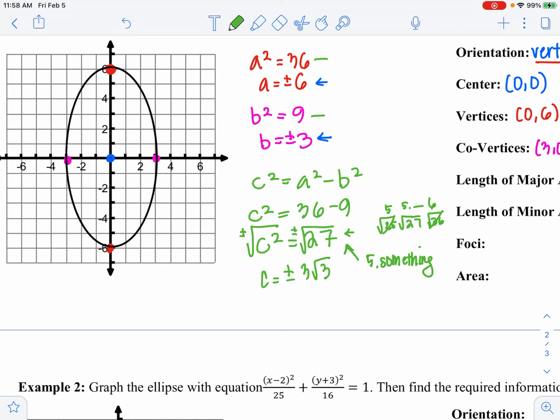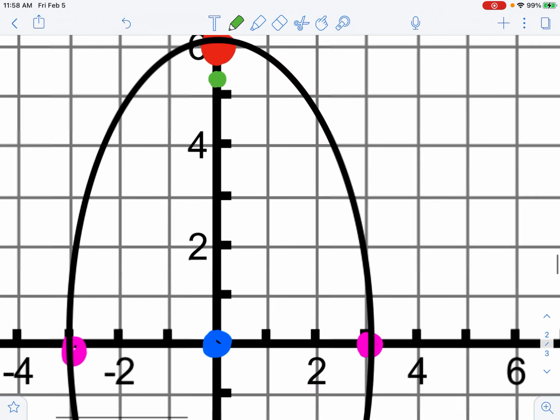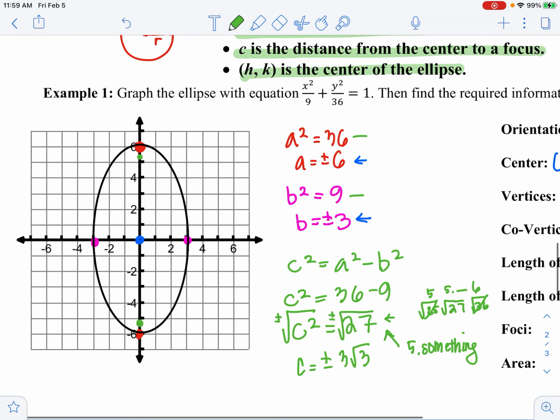All right, since this is vertical, I'm going up 5 and a little bit more, down 5 and a little bit more, and those are my foci, sorry, not vertices, and they're drawn. If they start to blend, you can always label it. You can say this is a focus, and the other one's a focus, but with being able to zoom on the iPad, that's no longer an issue.